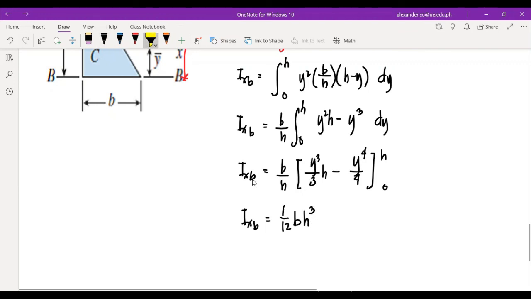So, this will be your inertia. Depending on where the axis of rotation is located, the equation differs. If we rotate about the base, it is 1 over 12 b h cubed. If we rotate about the centroid, it is 1 over 36 b h cubed.